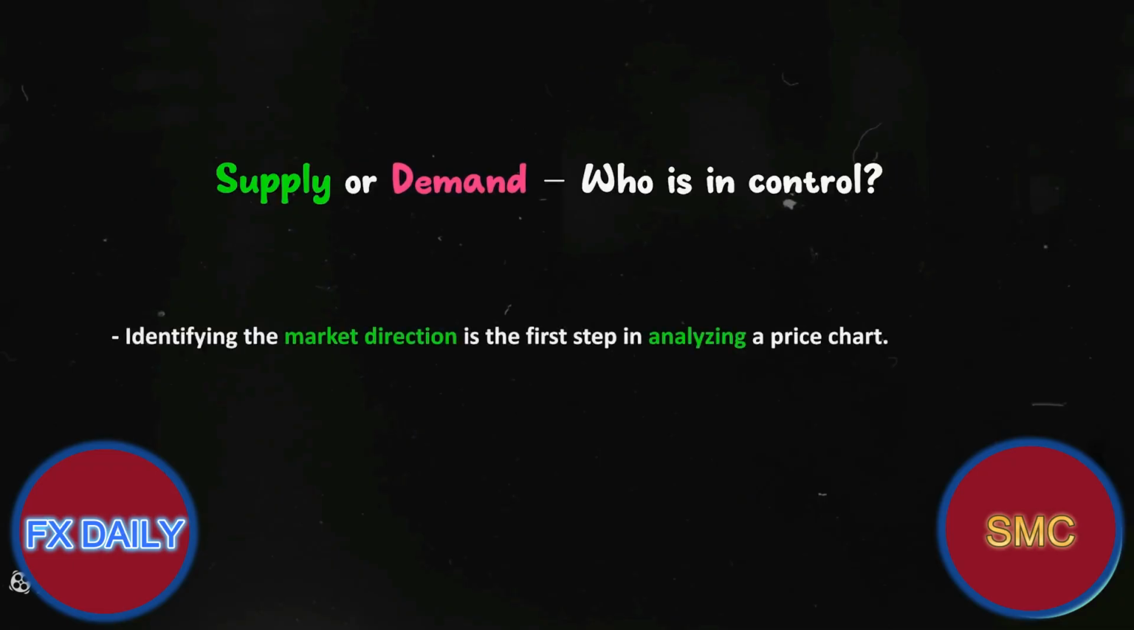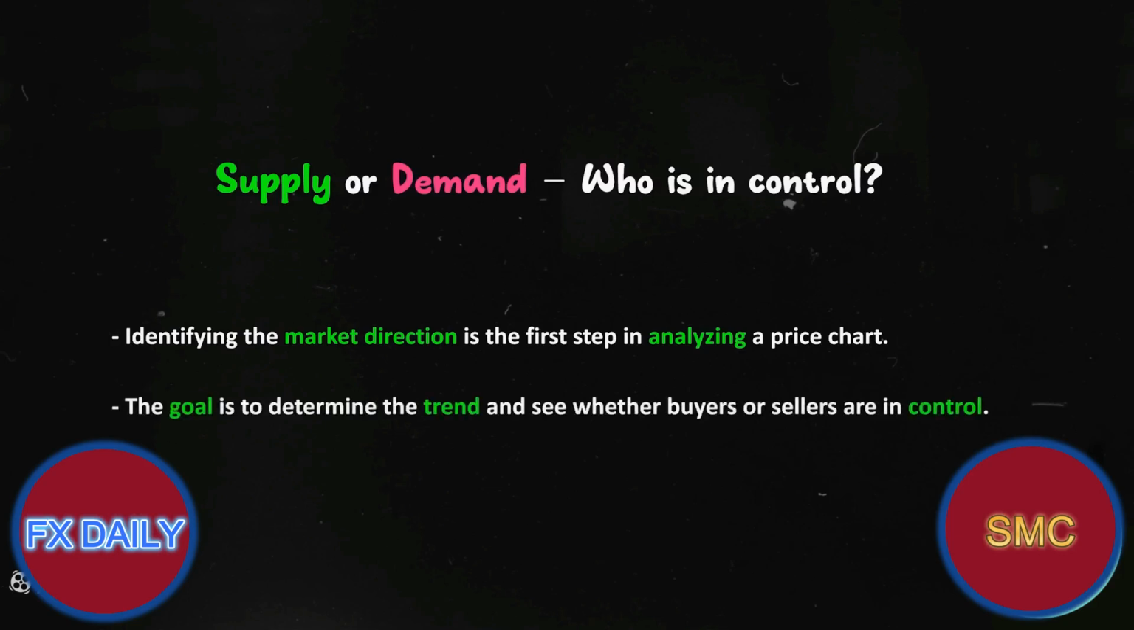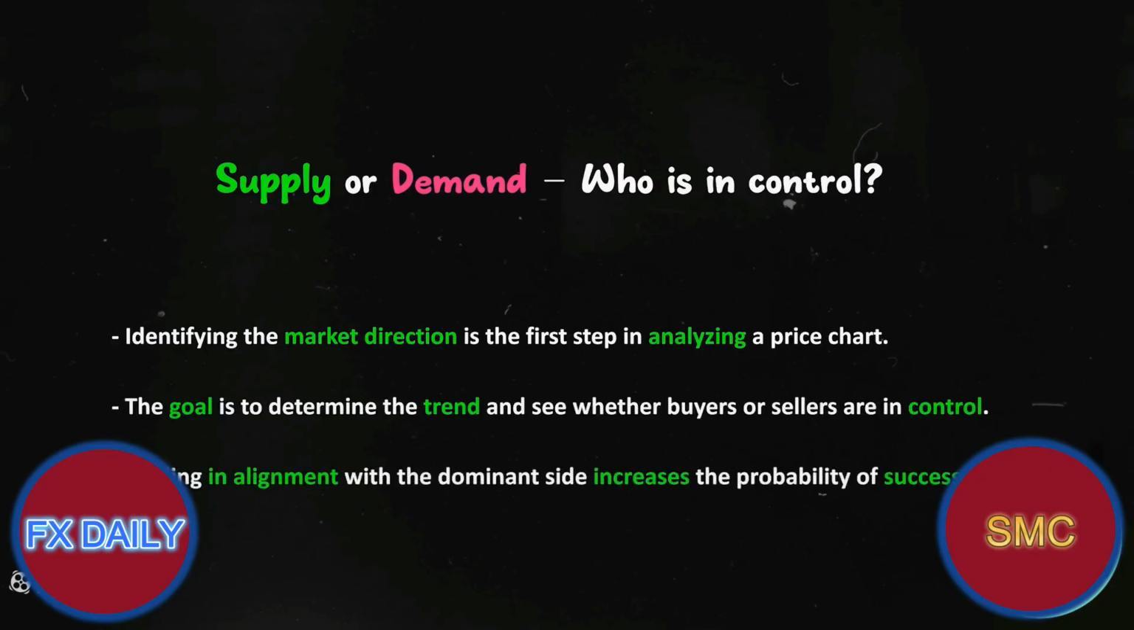Supply or demand: who is in control of the market? The first step in analyzing a price chart is to know which direction the market is going. That is, who is in control, buyers or sellers? When we trade according to the direction of the market, the probability of our success is much higher. Now, how does our system work?